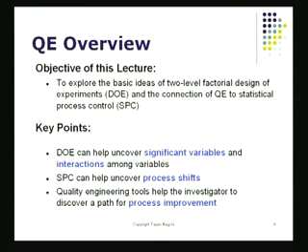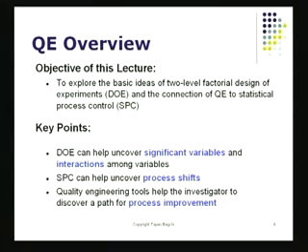Now, what is quality engineering? Let's just try to take a look at this. The objective of this lecture is that we will try to see what two-level factorial designs can do for us. In fact, what we are really trying to do is, what do we gain by going to a multi-factor experiment as opposed to a single-factor experiment? That's something that we'll try to understand.